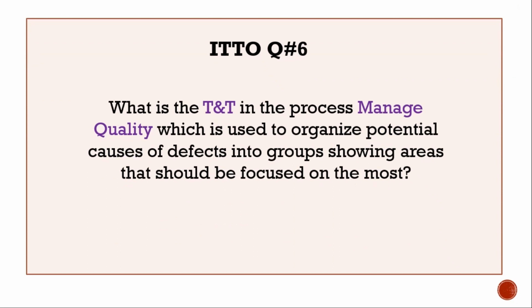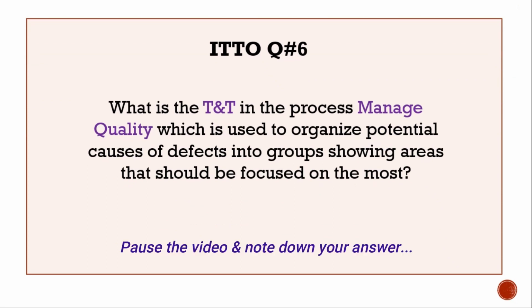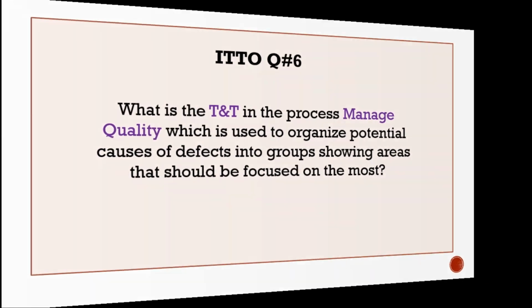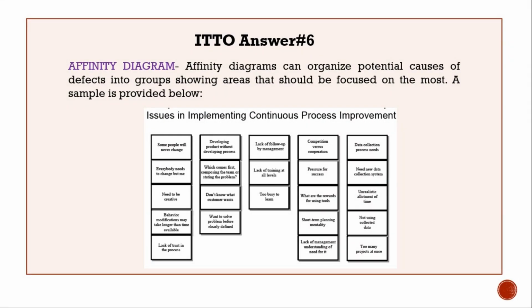ITTO question number 6. What is the tools and techniques in the process manage quality which is used to organize potential causes of defects into groups showing areas that should be focused on the most? The answer, affinity diagram. Affinity diagrams can organize potential causes of defects into groups showing areas that should be focused on the most. A sample picture is provided below. Check the slide for more details.